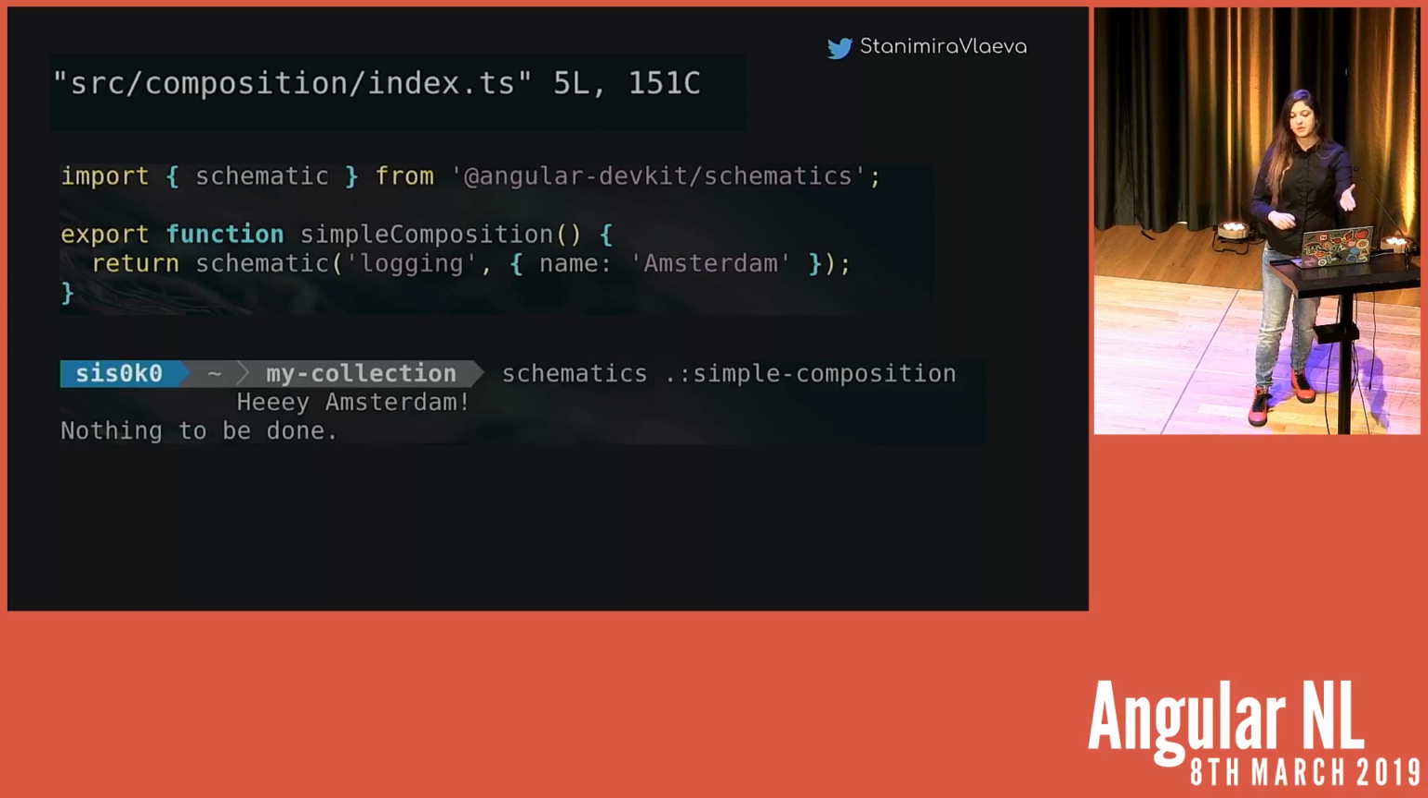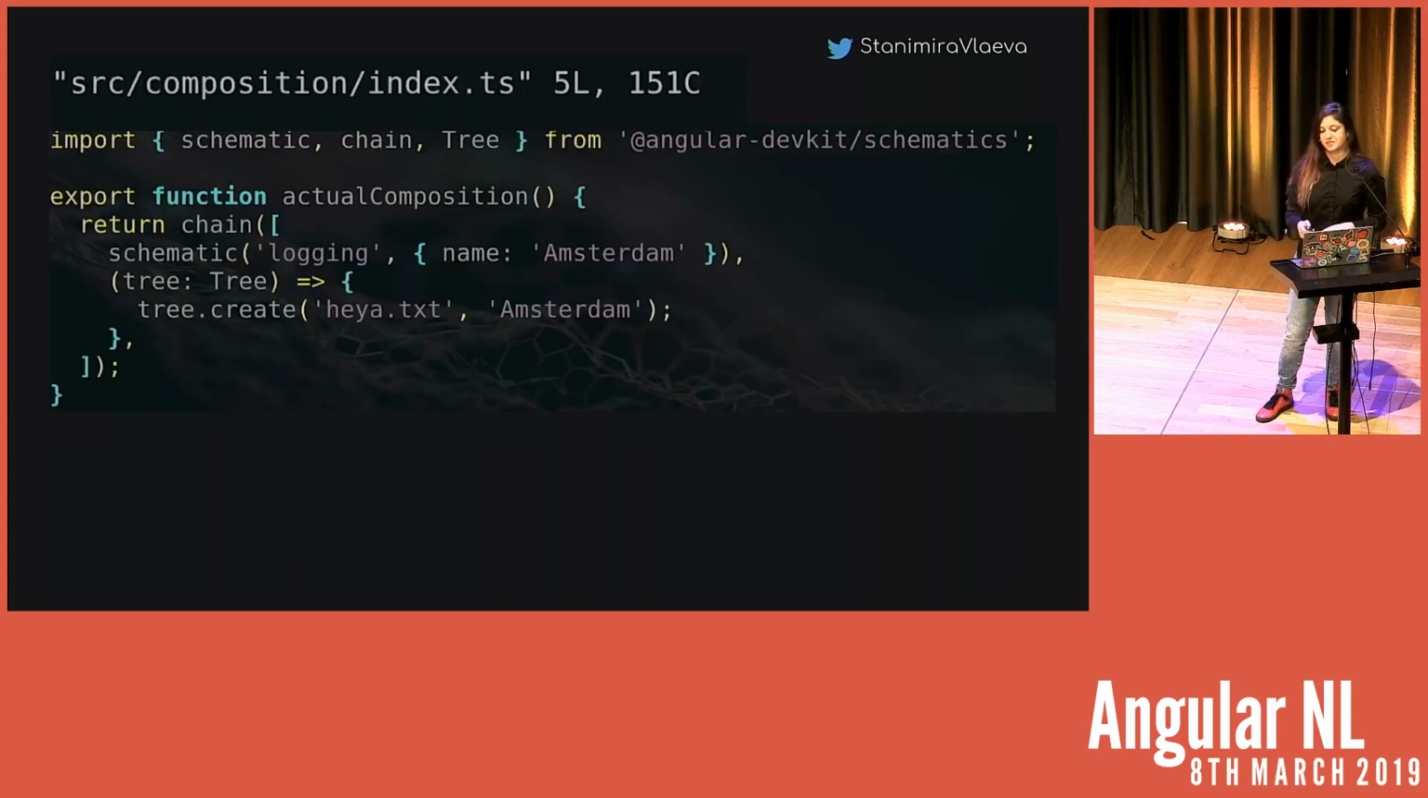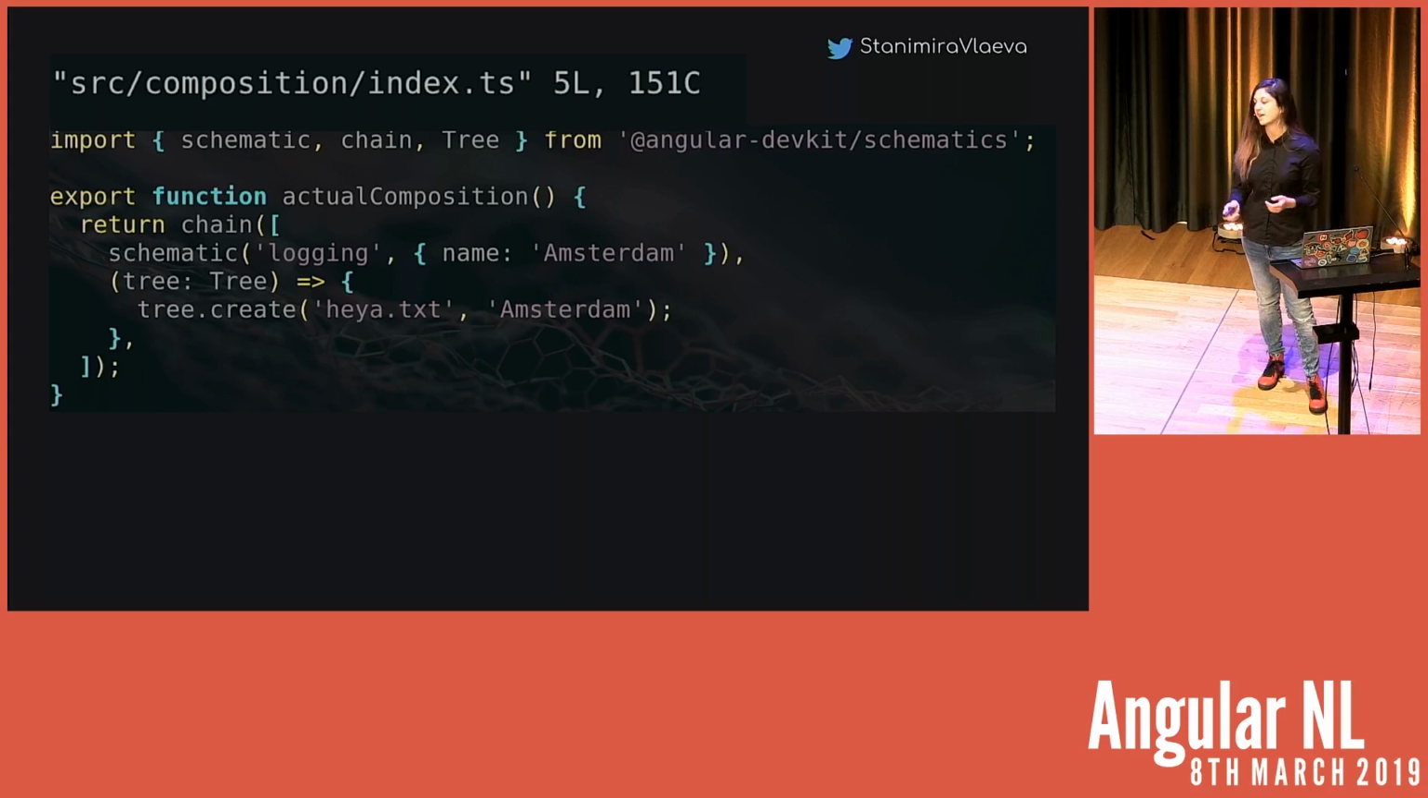So, simple composition, we get the same result as when we were running the logging schematic. That's not really a composition because we're just using one script. So to compose things, it kind of requires more than one thing to be composed. Anyway, so how do we actually compose schematics? There is another built-in rule factory called chain. So in chain, we can provide an array with multiple rules, and then they will be executed one after the other.